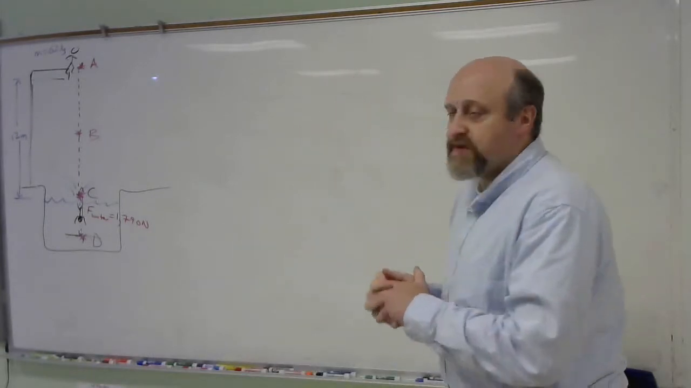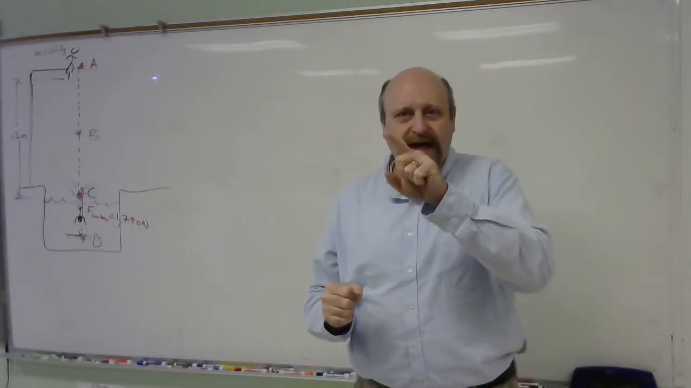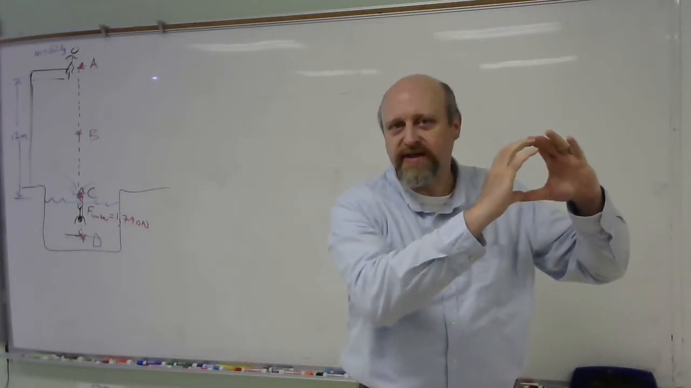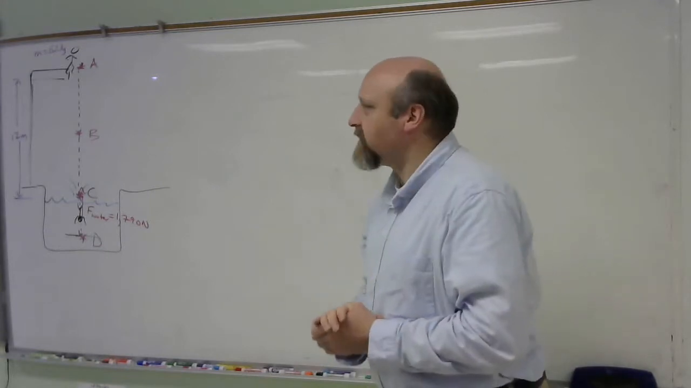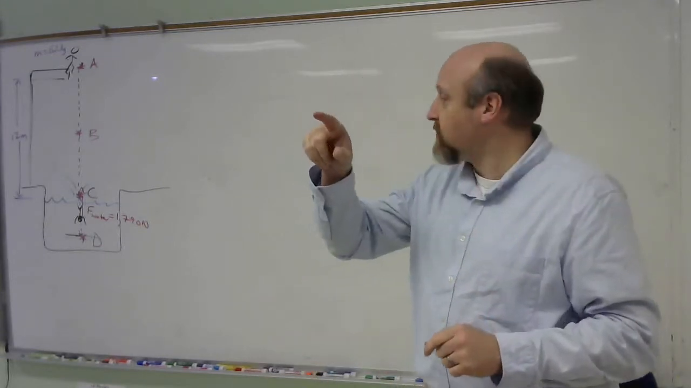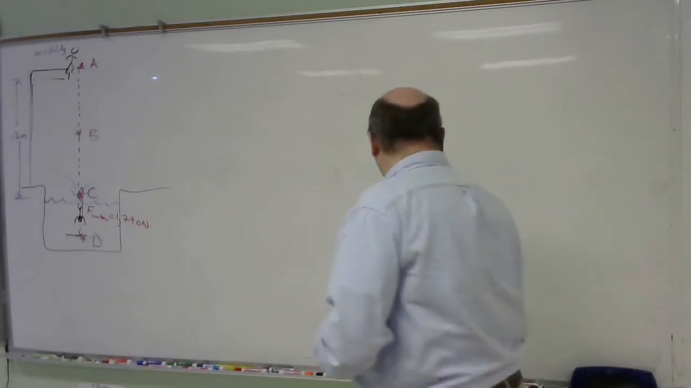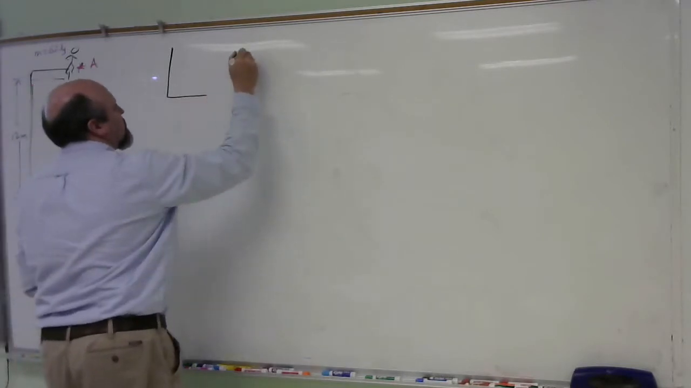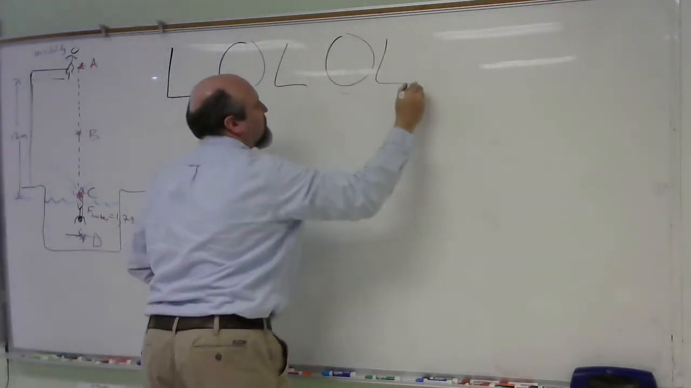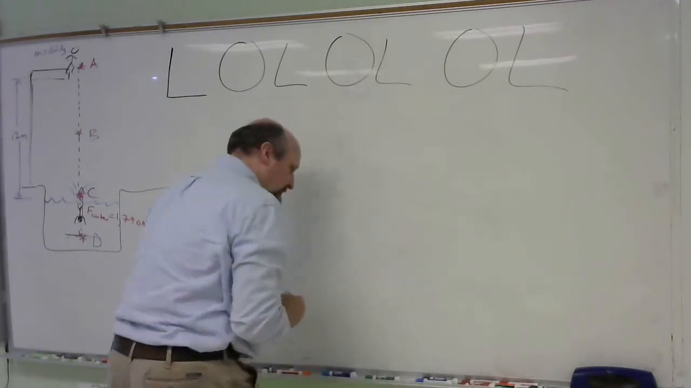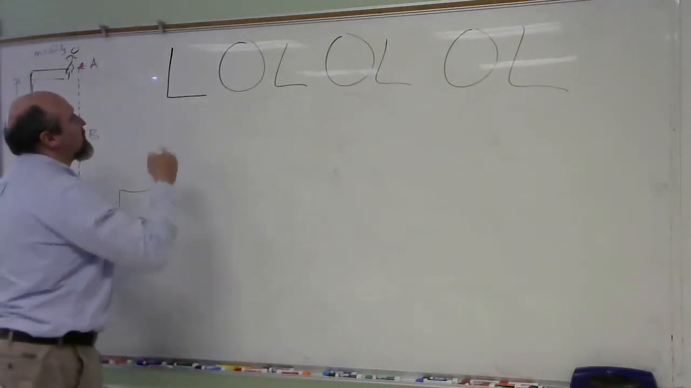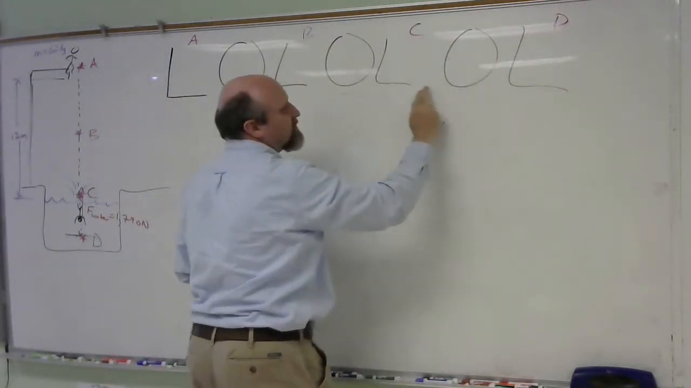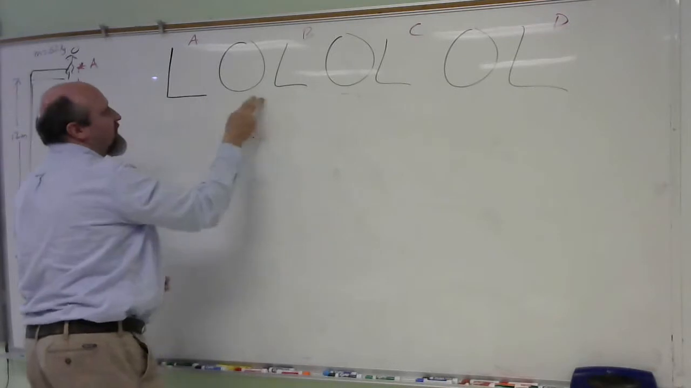Oftentimes when we do LOL diagrams, we'll do the L's, the energy bar graphs for the different positions, and then we'll just do one big O, one big energy transfer diagram for the whole thing. But I'm going to go crazy with this one and do transfer diagrams between every step. So we're going to show everything here. So first, L, O, L, O, L, O, L. There we go. We're doing this for positions A, B, C and D, and the transitions between C and D, B and C, A and B.